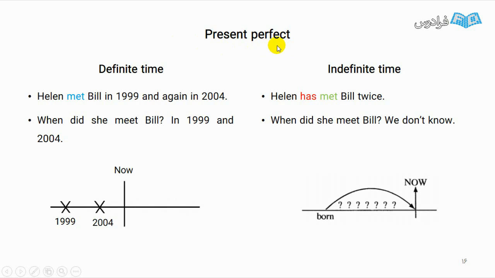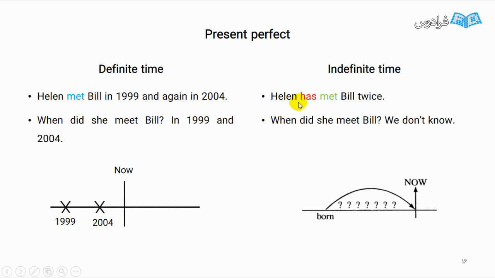Now, I want to talk about present perfect. Look, when we are talking about present perfect, we have two keywords, definite time and indefinite time. Look at these examples. Helen met Bill in 1999 and again in 2004. When I say this sentence and then ask you, when did she meet Bill? You can answer and tell me when it happened. It happened in the past and at a specific time, 1999 and 2004.